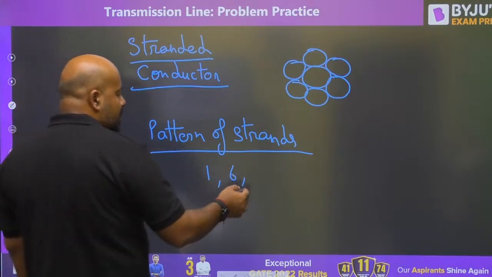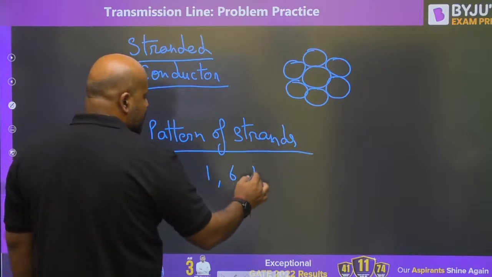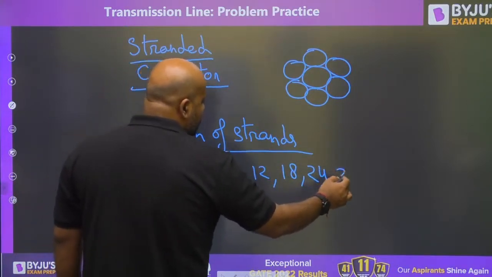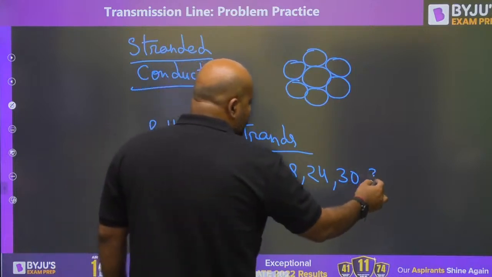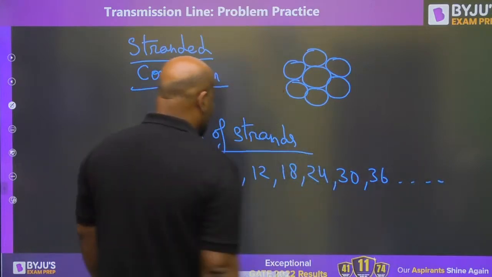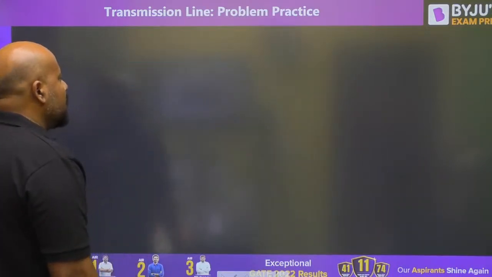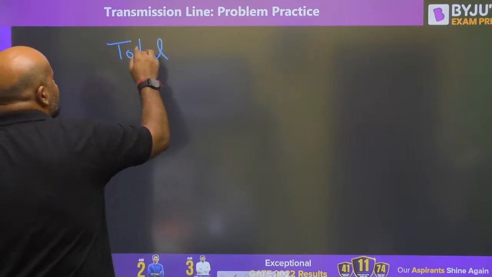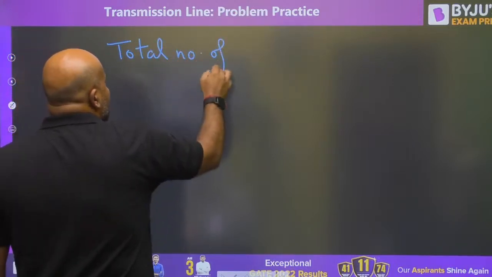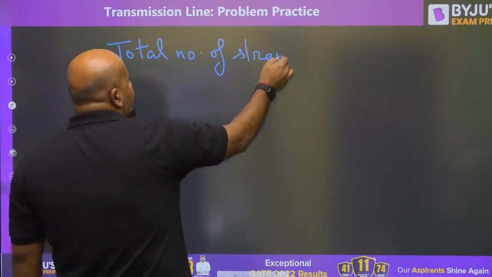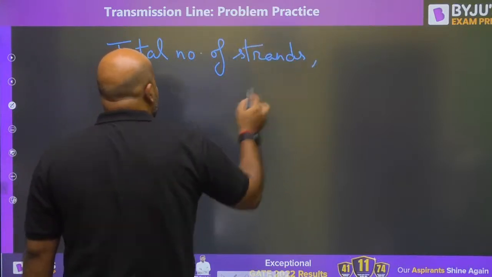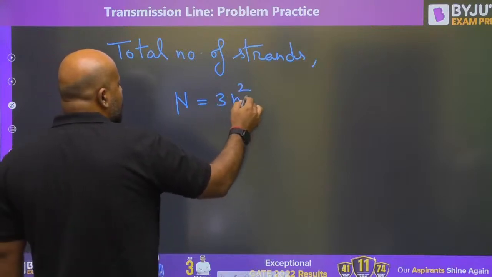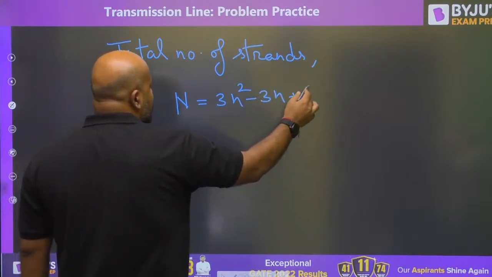So it is 1, 6. Now the multiples of 6. 12, 18, 24, 30, 36 and so on. Then you have the total number of strands. There is a formula. Please use this formula wisely. If n is the total number of layers, the formula is 3n square minus 3n plus 1.